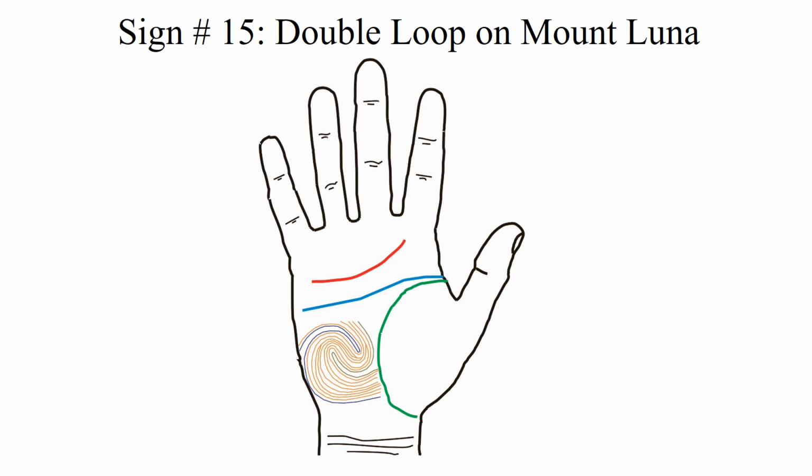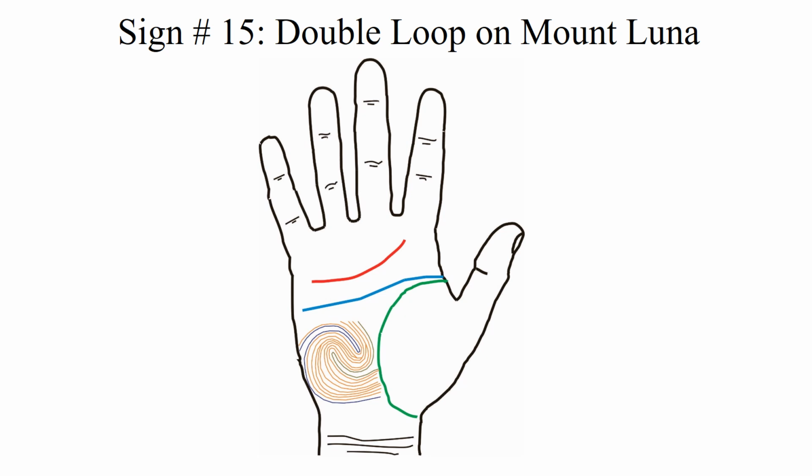Sign number 15, Double Loop on Mount Luna. The double loop is composed of two opposing loops. The person, having this sign, would be indecisive, uncertain, confused, self-doubtful and struggles with an inner conflict. Such a person would pursue many interests, but would not be able to succeed at any, due to an inability to focus on one particular subject.